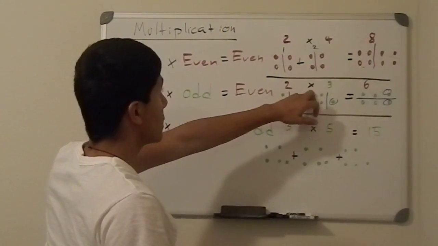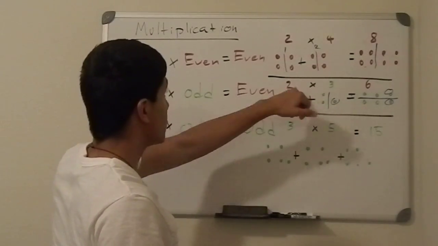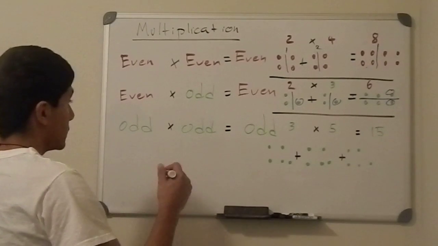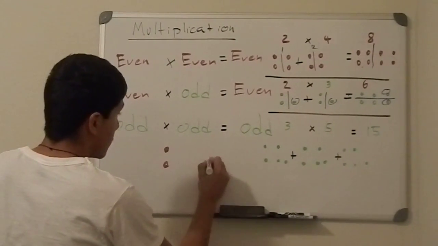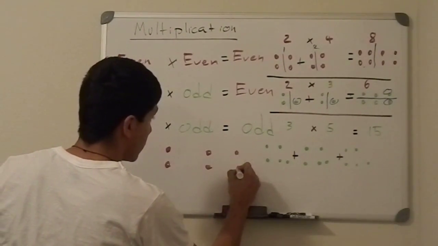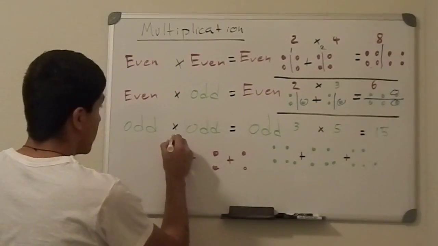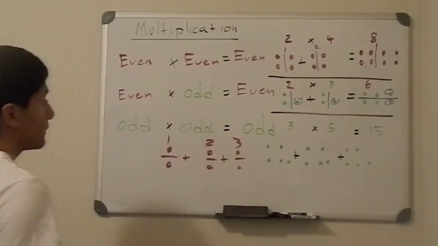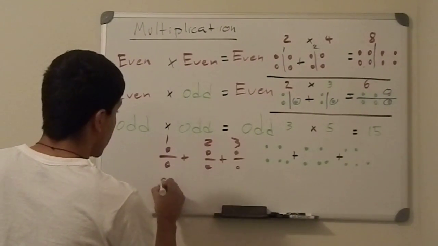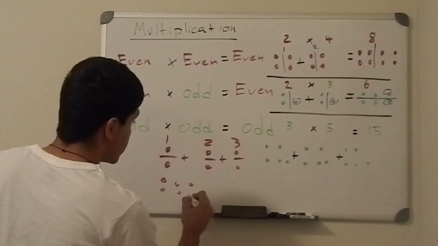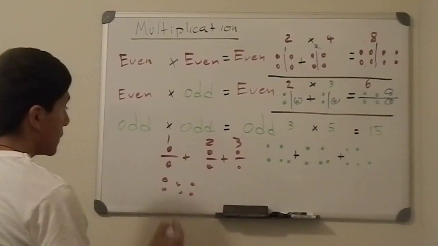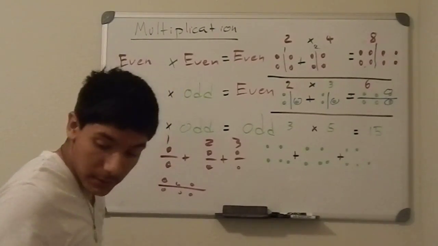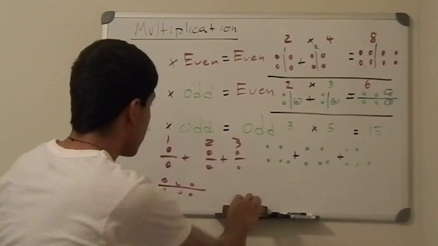We can also go the other way around, which would be 3 groups of 2. We do it here. Alright, 1, 2, 3 groups, all even. We combine them, we'll get 1, 2, 3, 4, 5, 6, as you would have guessed. And that is as well even. Alright, simple enough.